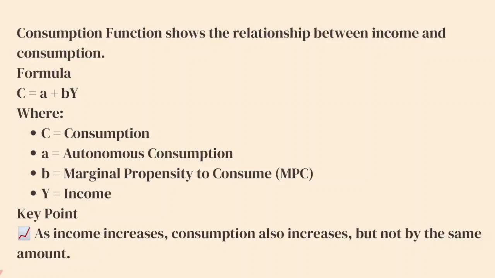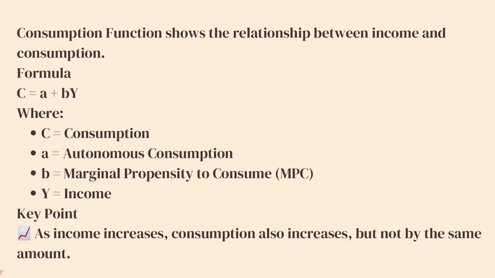So C equals A plus BY. You must be wondering what these alphabets are. Here C represents consumption expenditure, Y represents income, and the letter A is called autonomous consumption. This is the minimum level of consumption that takes place even when the income is zero. For example, a family may still need food, medicines and electricity. Even if they temporarily have no income, they may still borrow money or use their past savings to meet their essential expenses. The letter B represents the marginal propensity to consume. It shows how much additional consumption takes place when income increases.